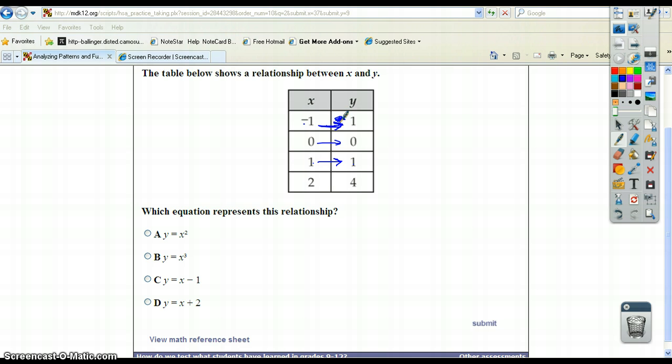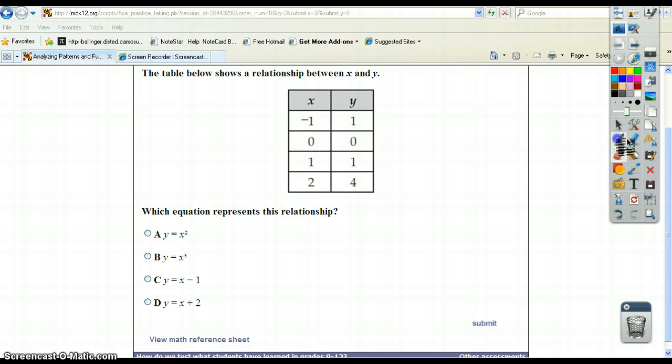All right, so this might be a multiplication. So let's try to multiply it by itself. -1 times -1 is +1. 0 times -1 is 0. 1 times 1, I'm sorry. Let me back that up, and I don't want to erase what I've done here.